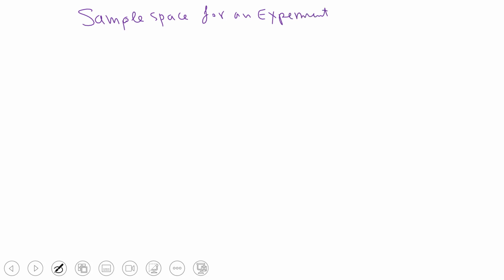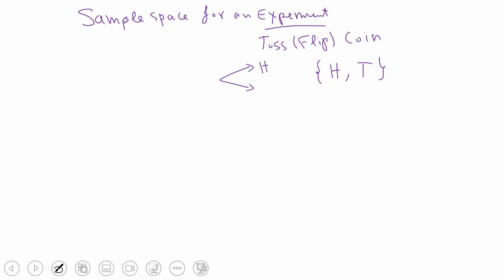Like what experiment? Like toss or flip a coin. So the sample space of this one is H or T, head or tail, right? Or you can do it in a tree method, H or T. This is what we call the tree method. And this is how to write the sample space as a set.